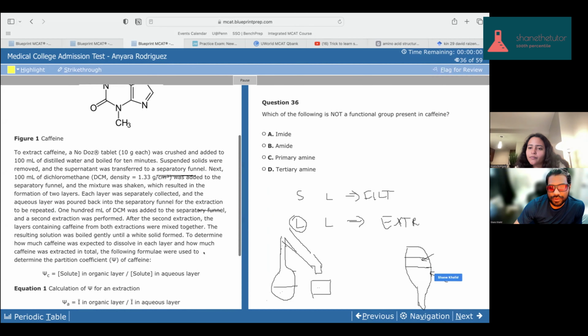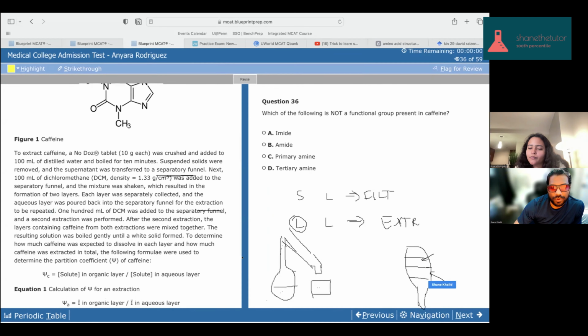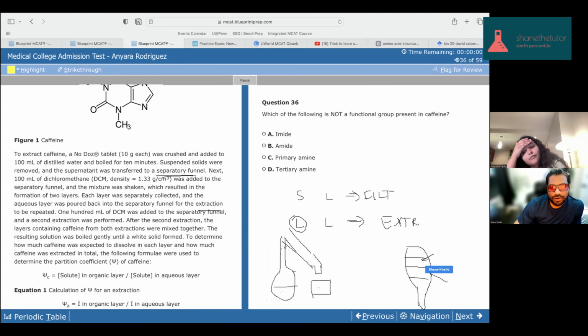So if I drew this over here, with this layer over here and this layer down here, which one do you think will be the aqueous? Which one do you think will be the organic? I knew you were gonna ask this. I'm going to say I think the aqueous will be on the bottom. Tell me why. It's just how I envision the interaction of oil and water.